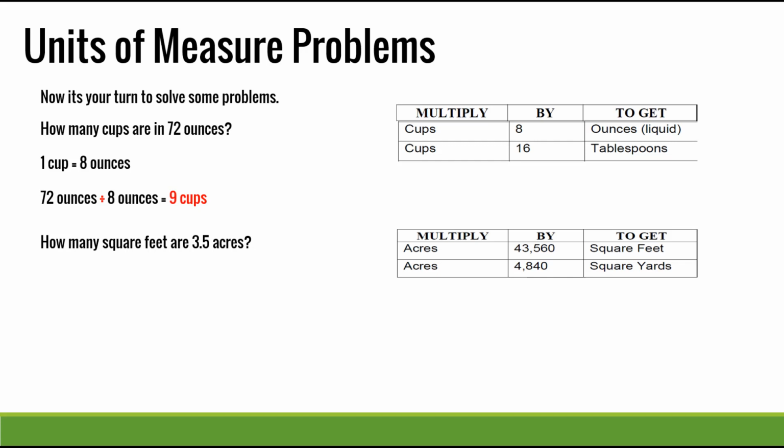Based on the conversion table chart, it looks like we need to multiply our acres by 43,560 in order to convert it to square feet. So let's go ahead and do that. 1 acre is equal to 43,560, and our question is asking how many are in 3.5 acres. So 3.5 acres multiplied by the conversion factor of 43,560 square feet gives us an answer of 152,460 square feet.